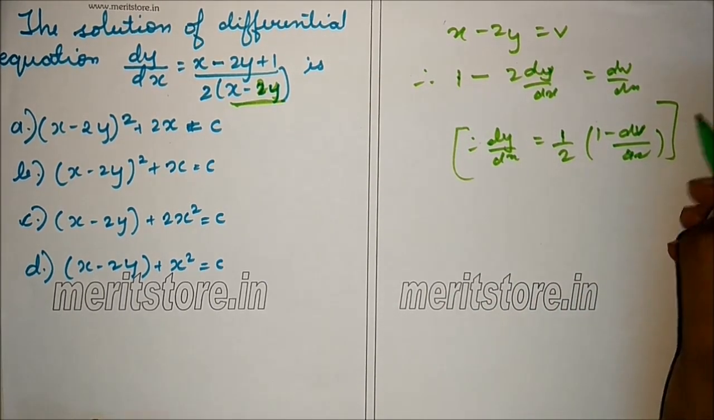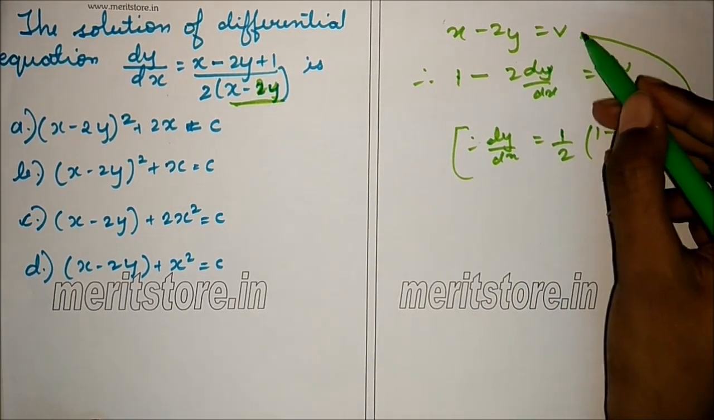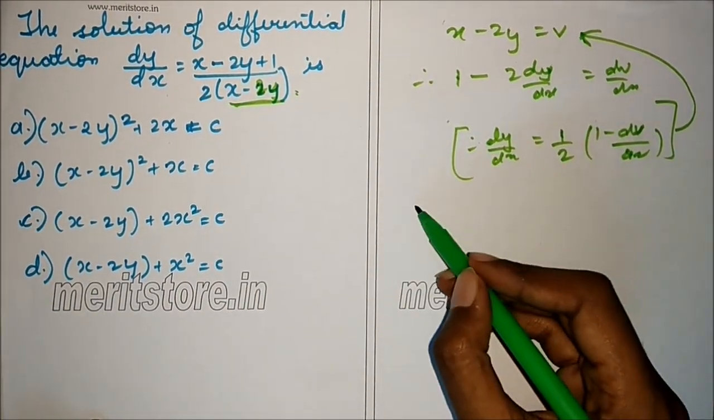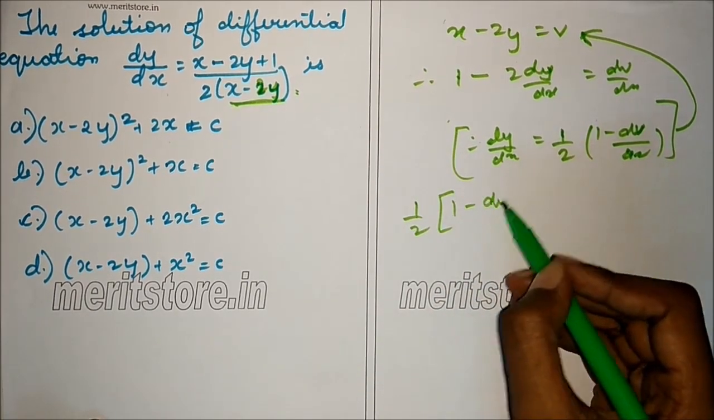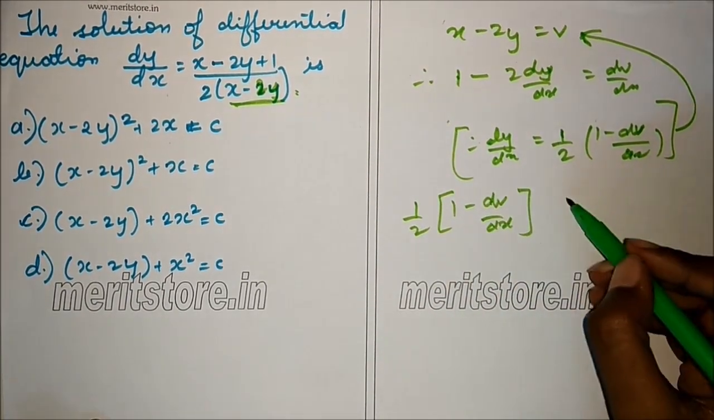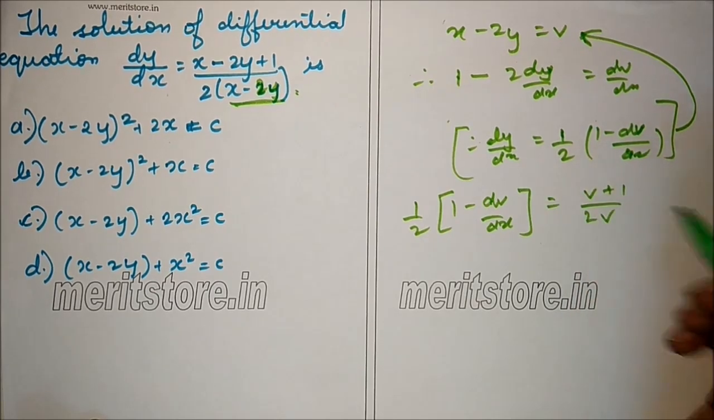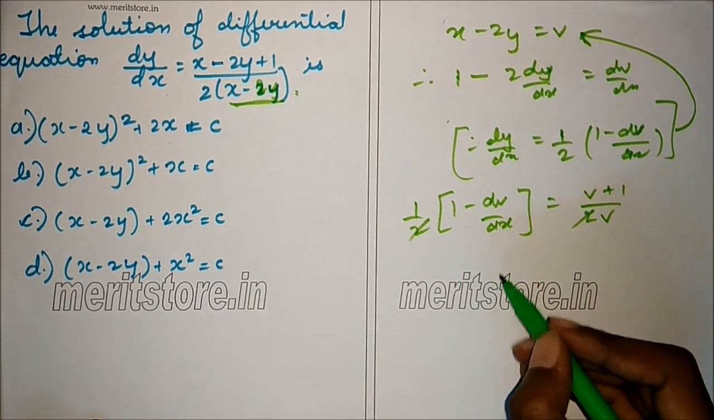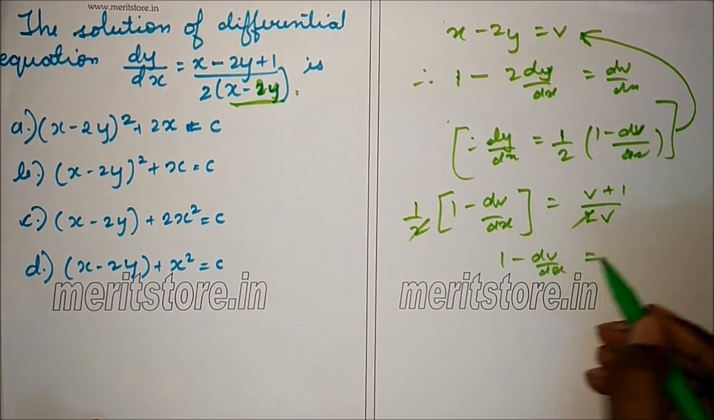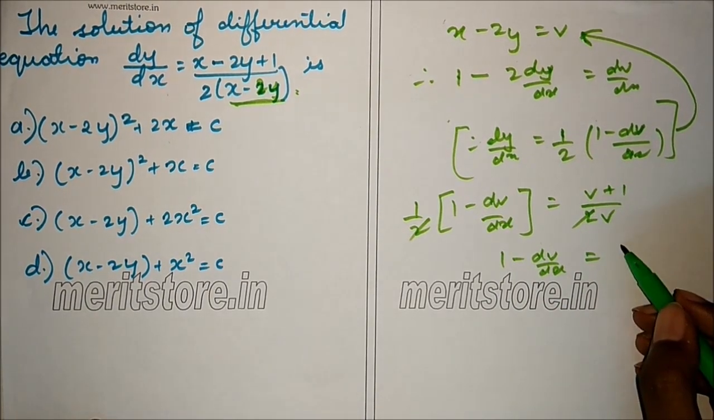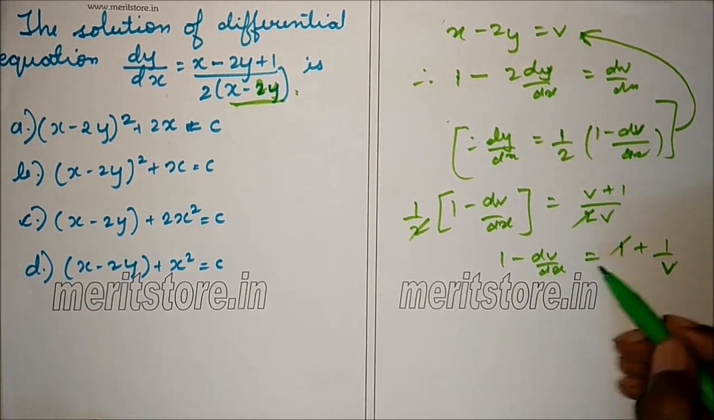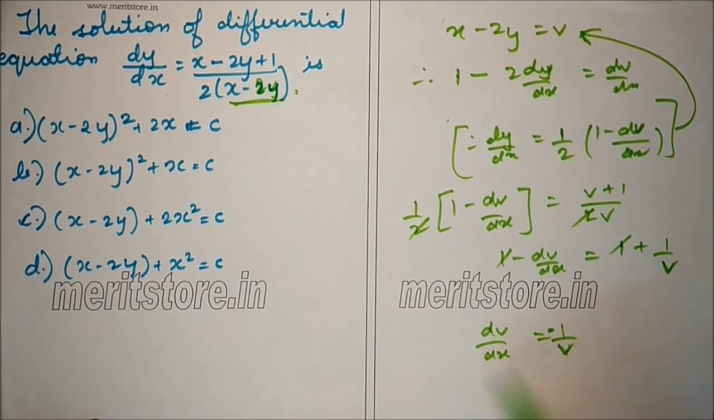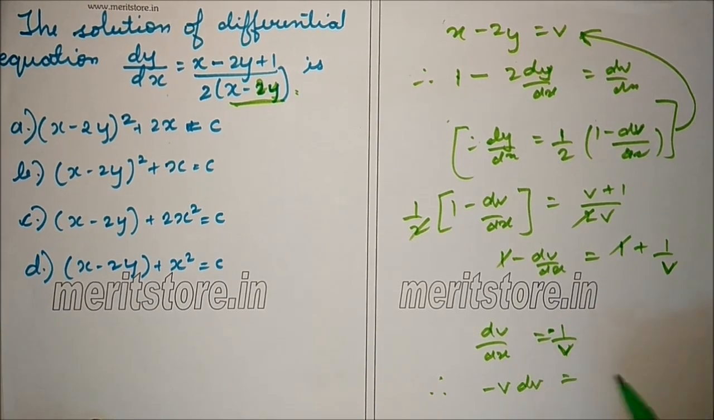So we substitute this and these terms in the given differential equation. So dy by dx will be half into 1 minus dv by dx, x minus 2y is v, so v plus 1 upon 2v. So half gets cancelled. We are left with 1 minus dv by dx is equal to, now we can write this as 1 plus 1 by v. So 1 gets cancelled again. So we are left with dv by dx equals minus 1 by v. Therefore minus v dv is equal to dx.